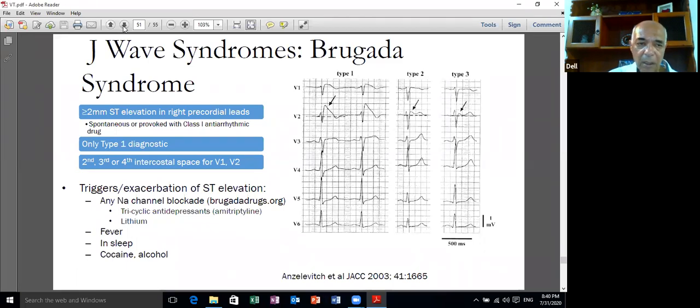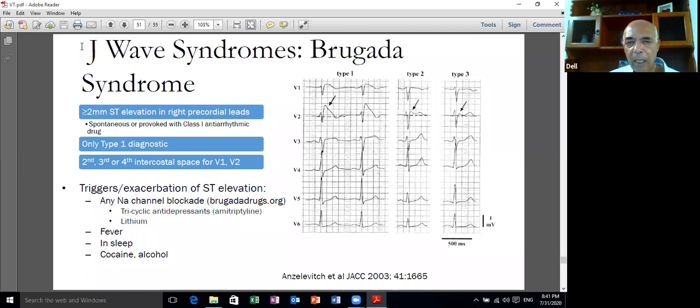So it's important to know that there are various precipitating factors of Brugada syndrome. This includes sodium channel blockers, including some drugs like the tricyclic antidepressants. Fever also is a Brugada friend. These patients get a polymorphic ventricular tachycardia during sleep. Cocaine poisoning produces a similar picture and it produces arrhythmia in patients with Brugada electrocardiogram, and the same with alcohol binges.